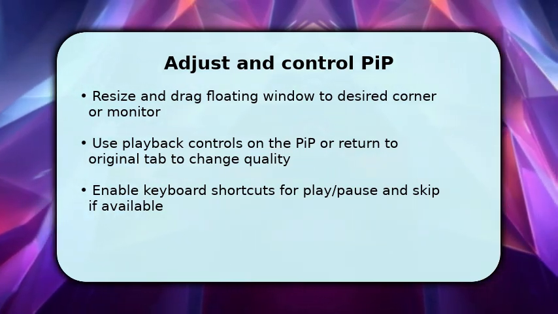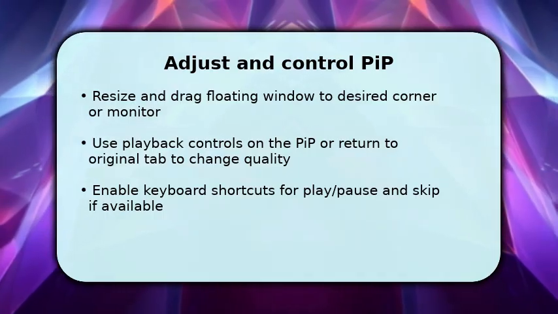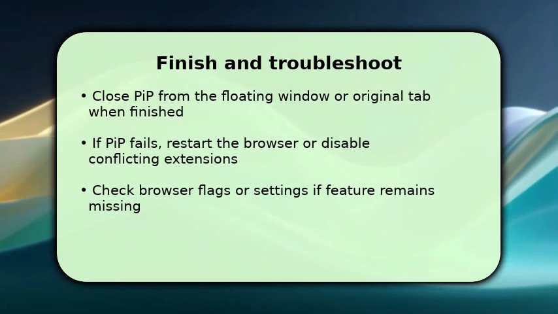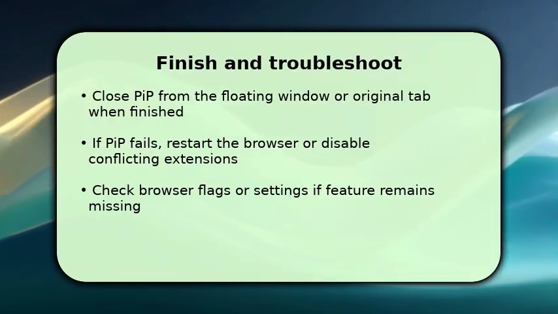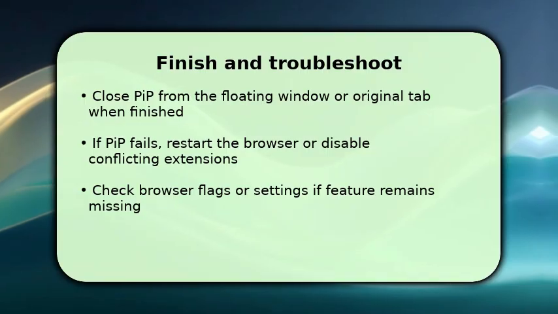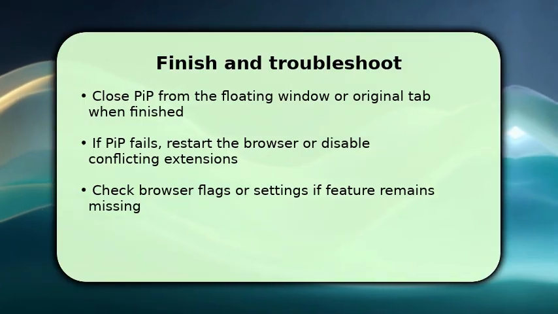To finish, close the floating window or click the PiP button again in the tab to return the video to its page. If the floating window won't appear, first restart your browser and try again. Often extensions or a locked-up process blocks PiP.